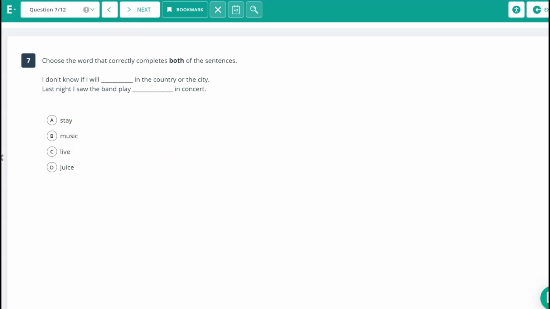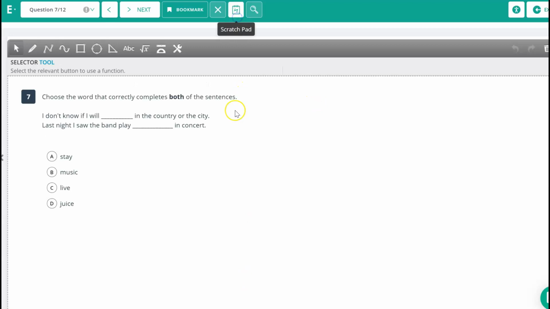Number 7. I'm going to use that same strategy of crossing them off if they don't make sense. I don't know if I will stay in the country or the city. Yeah, that makes sense. So I'll plug it into the next one. Last night I saw the band play stay in the concert. Nope, that doesn't work. I don't know if I will music in the country. No, that doesn't make sense.